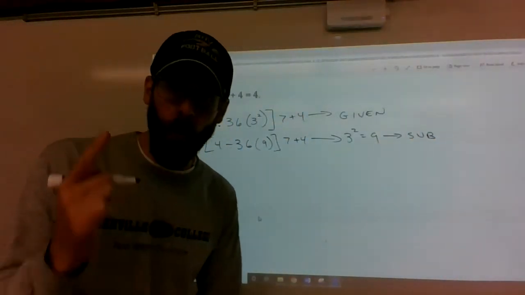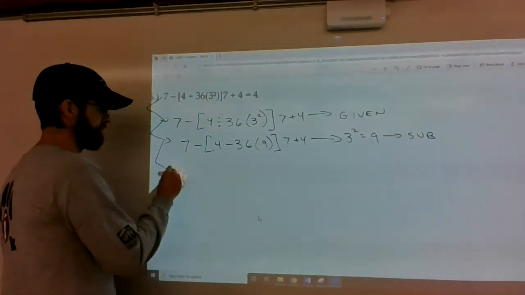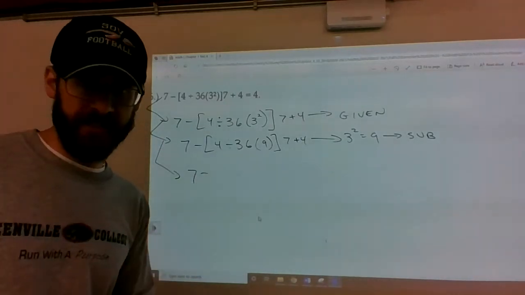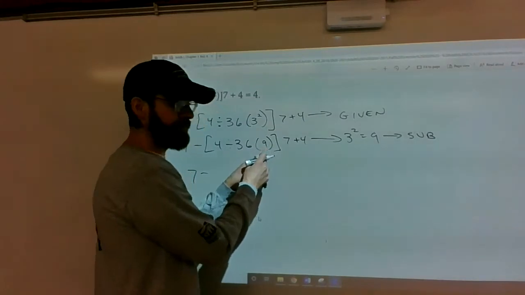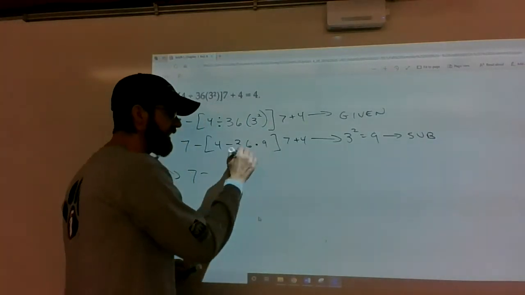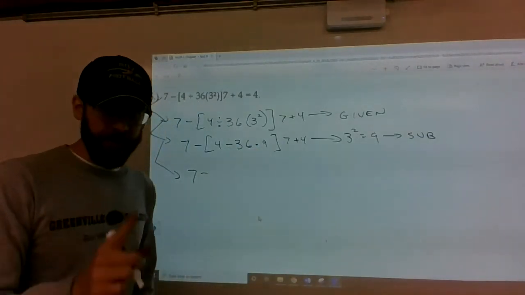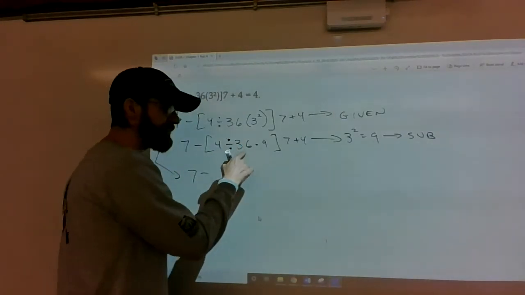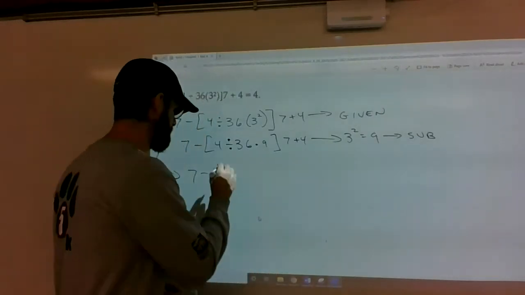It doesn't include a 1 or a 0. It's got to be sub. Next, this is where a lot of people will make one of 2 mistakes. The first mistake is they'll try to go for 36 times 9. You shouldn't do that. You should do multiply or divide left to right. Second mistake they do is they say 4 divided by 36, they say that that's equal to 9. It is not equal to 9.